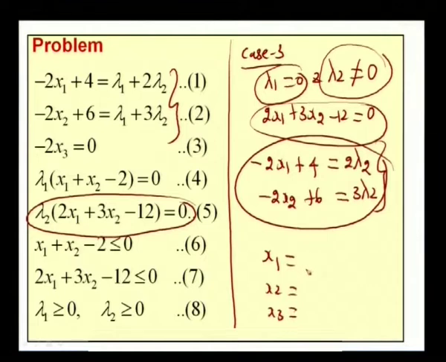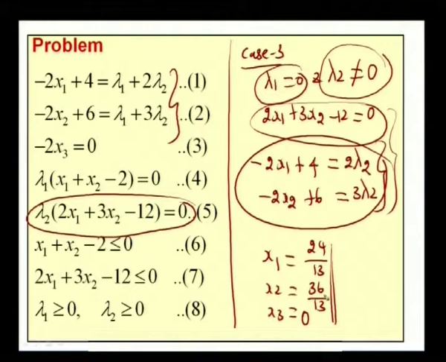For this, our x1 value should be 24 by 13 and x2 should be 36 by 13, and x3 value is 0. From equation 3, we have x3 equal to 0. For the case lambda 1 equal to 0 and lambda 2 is non-zero, with the help of this equation, we got our solution as x1 equal to 24 by 13, x2 equal to 36 by 13, x3 equal to 0.